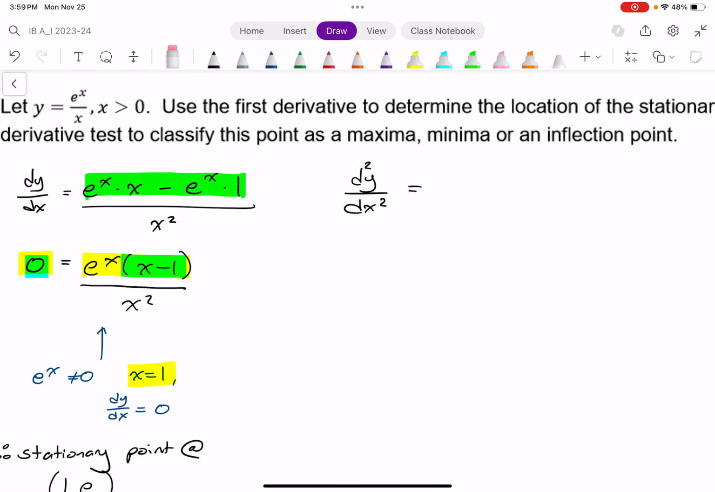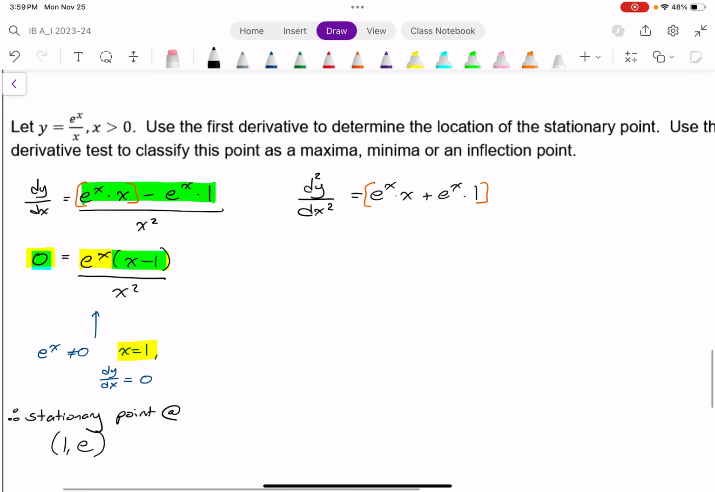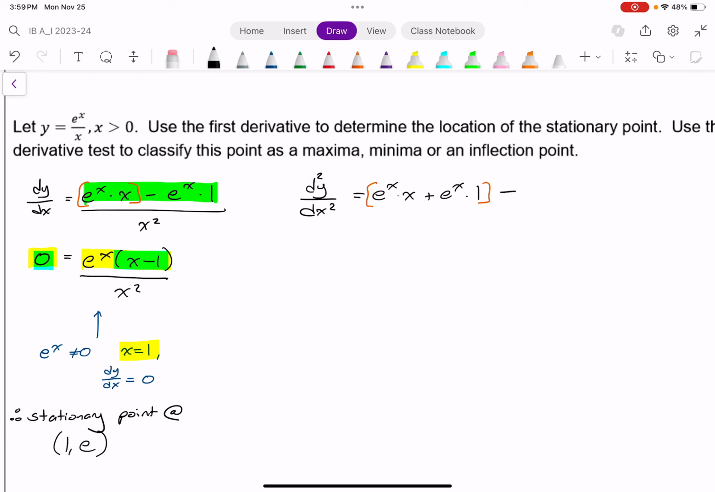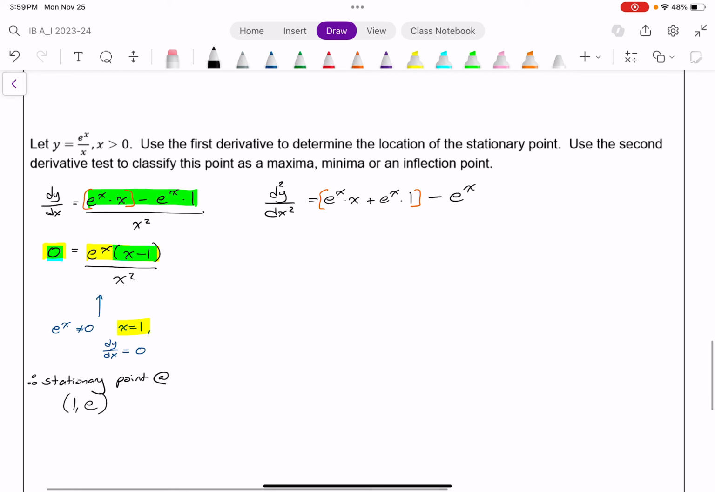That said, if I look at this first one, the derivative of e to the power of x is e to the power of x times x left alone, plus the other way around, e to the power of x times the derivative of x, which is 1. Keep in mind, what I've just done is the derivative of this part. Minus just e to the power of x. The derivative of e to the power of x is e to the power of x. However, that's just the derivative of my numerator. So I have to use the quotient rule as well.